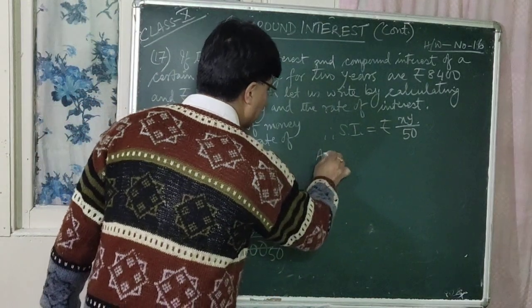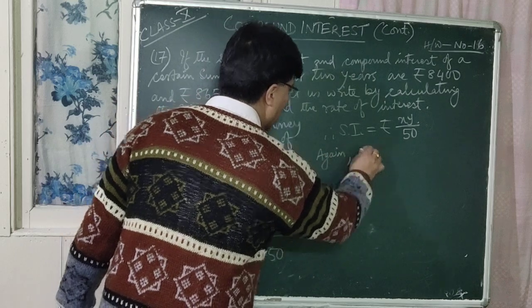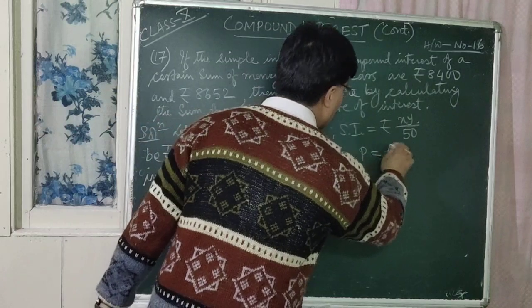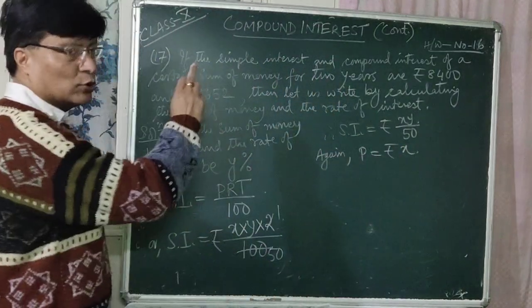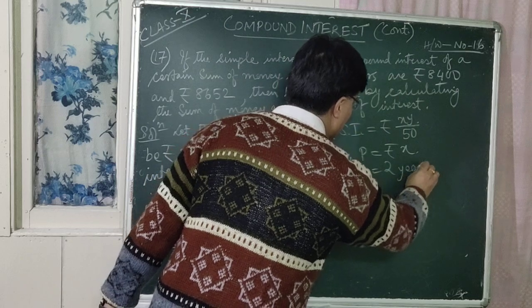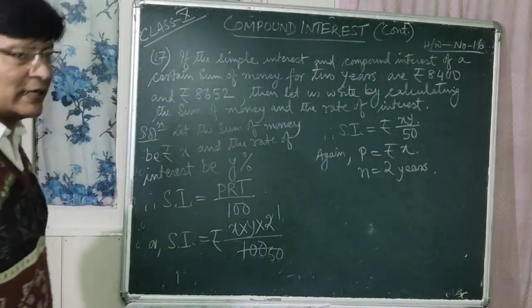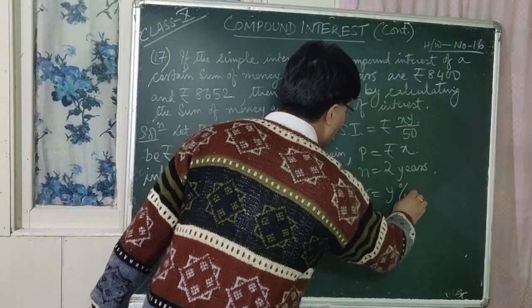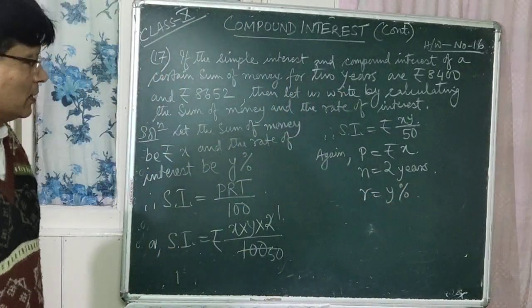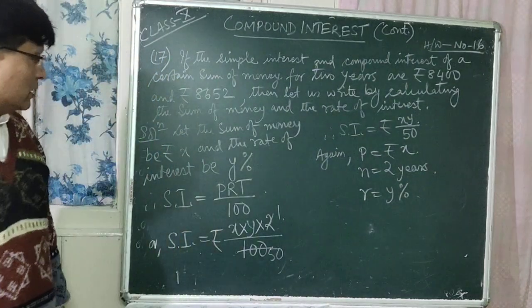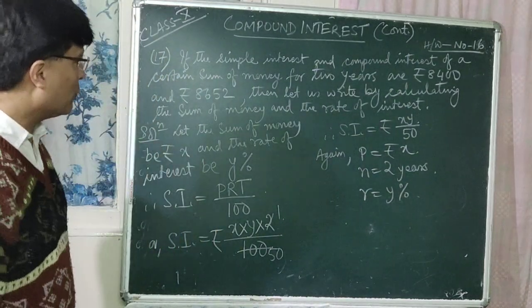Okay. Now let us calculate compound interest. Again, what is the principal in this case? Rupees X. What is the time? 2 years. That is the value for N for compound interest. What is the rate? Rate of interest, that is your Y%. Now you have to write down the formula.